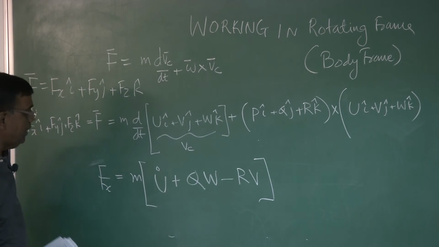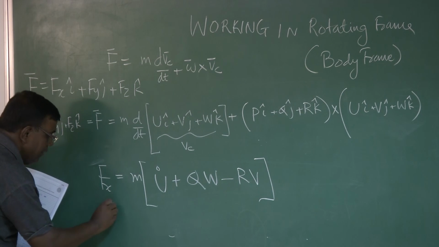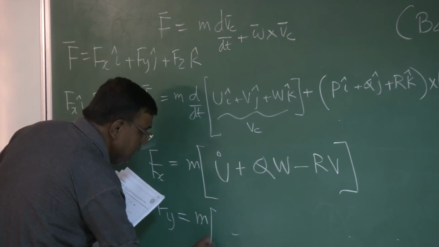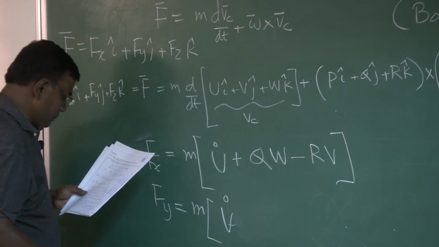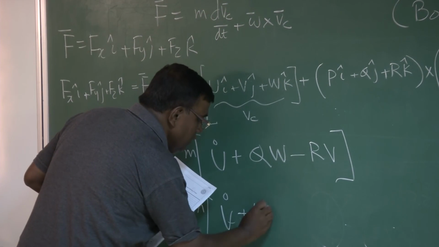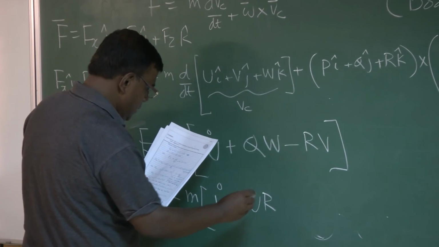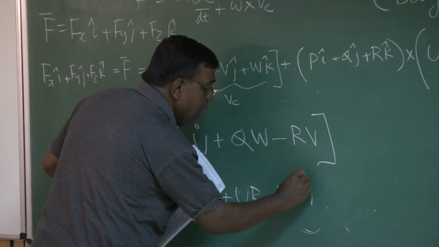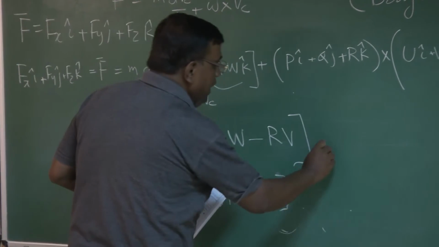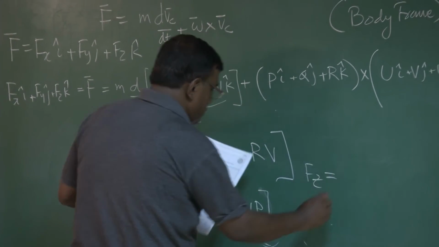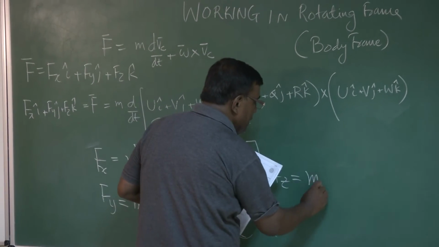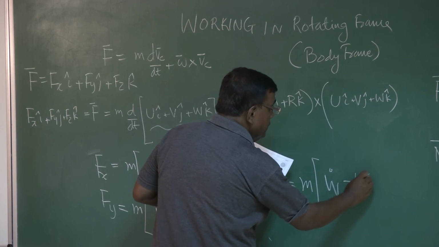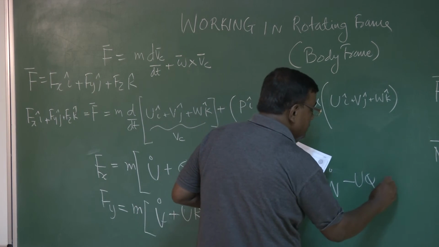Then you find the cross product, and we will get these equations: Fx equal to that, Fy equal to m times (v dot plus ur minus wp), and Fz equal to m times (w dot minus uq plus vp).